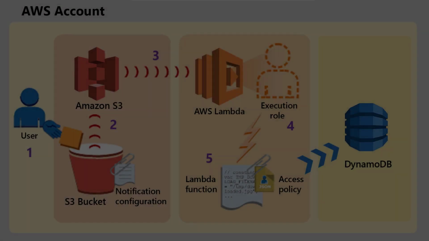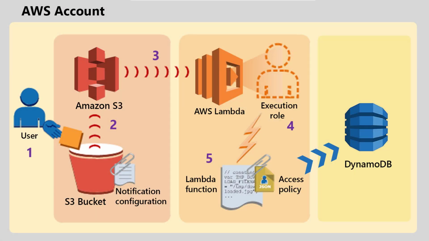Alright, let's take a look at what we're going to be building. First, a JSON file containing a list of users will be uploaded to an S3 bucket. The S3 bucket will emit an event that will trigger our Lambda function to run. Lambda will retrieve the JSON file from S3 and proceed to add all of the users from the list to the users table in DynamoDB. Alright, let's get started.